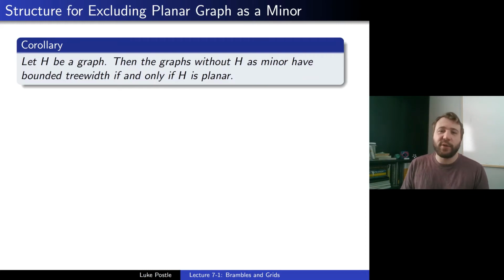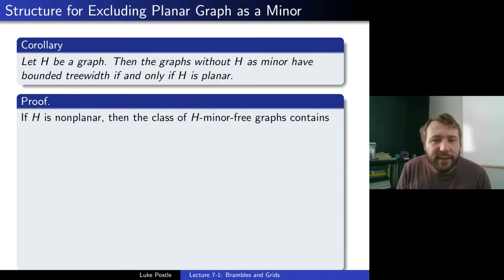So this is a very nice corollary. It tells you that if you exclude a planar graph as a minor, you get bounded tree width, which seems like a very good structure theorem. It is a nice structural characterization. On the other hand, it tells you that if you exclude non-planar graphs as a minor, you can't get such a nice characterization.